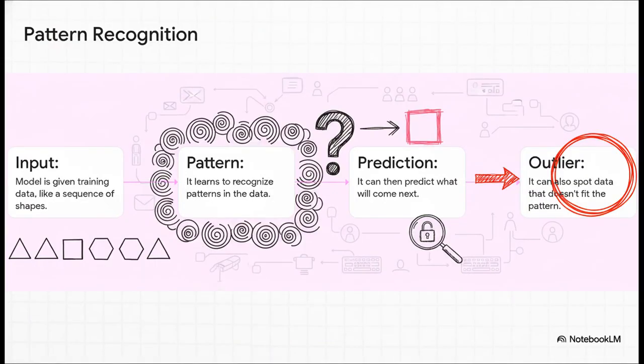You know, this might sound complicated, but the basic idea is actually pretty simple. If you show a machine learning model a bunch of shapes, it starts to recognize the pattern. It can then predict what the next shape will probably be. But here's where it gets really useful. It can also spot something that doesn't belong, an outlier. This is exactly why ML is a beast in cybersecurity. It's great at spotting weird, fraudulent activity that doesn't fit the normal pattern.